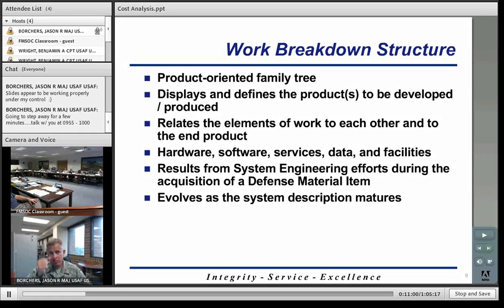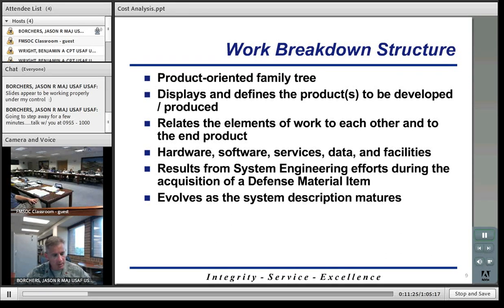The work breakdown structure is not going to be static. It's going to actually evolve as your system matures. So as you get more and more of a description for your system, your work breakdown structure will evolve. So just know it probably won't be the same from beginning to end.